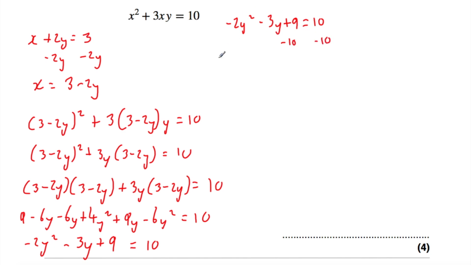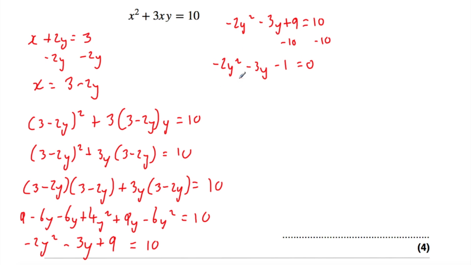So on the left-hand side, we're going to have minus 2y squared minus 3y, and then we had 9, but we're taking away 10, so it's going to be minus 1. And then on the right-hand side, 10 take away 10 is 0. So we've taken away 10 from both sides. Now at this point, we're going to want to try to factorize this. It's a non-calculator question, so hopefully we'll be able to factorize. But we've got minus 2y squared minus 3y minus 1 equals 0.